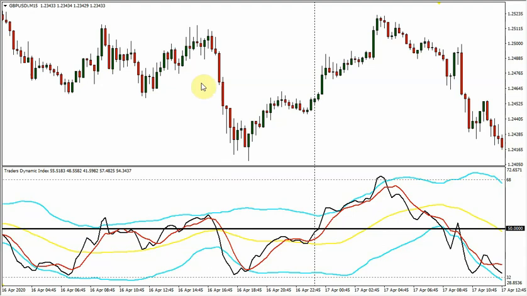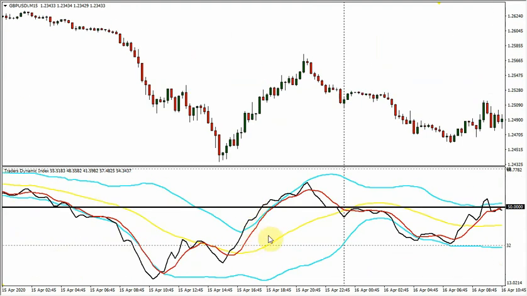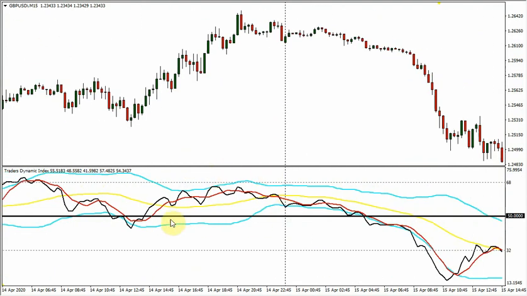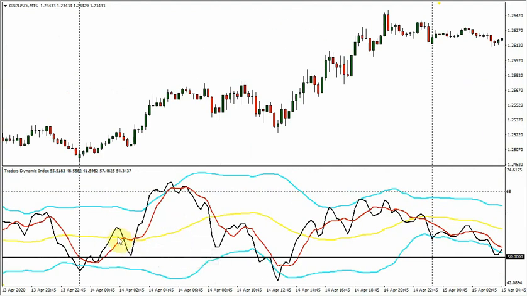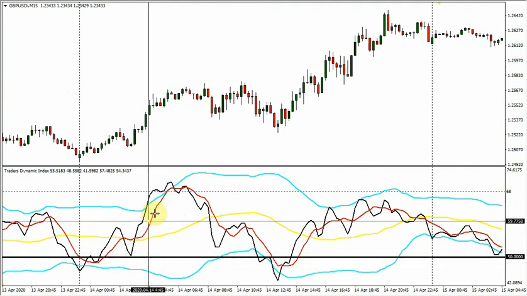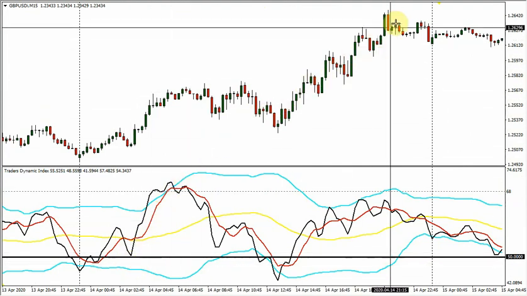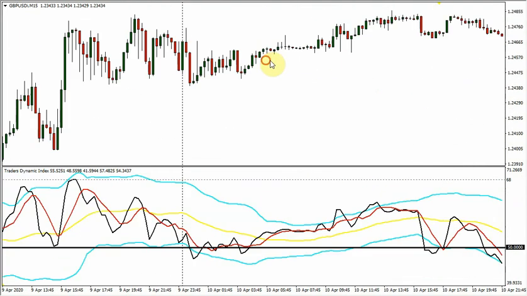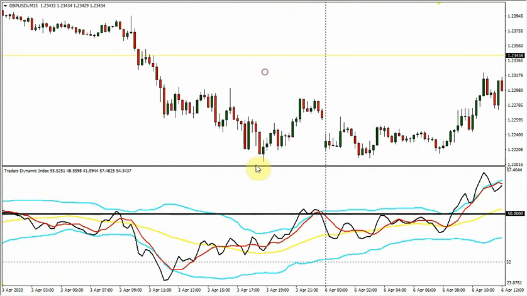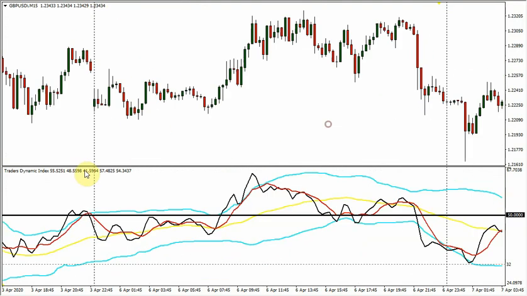So for example, starting with the 50 level, what I have noticed is that when most of the TDI is below the 50 level, for the most part price is selling. Similarly, when most of the volatility band is above the 50 level, price is buying. So if you see, most of this is above the 50, and what happened? You had that nice rally to the upside. Similarly, let's see if we can find where it was below the 50 level. So you see it's below the 50 level, and what happened? Price for the most part continued to sell.